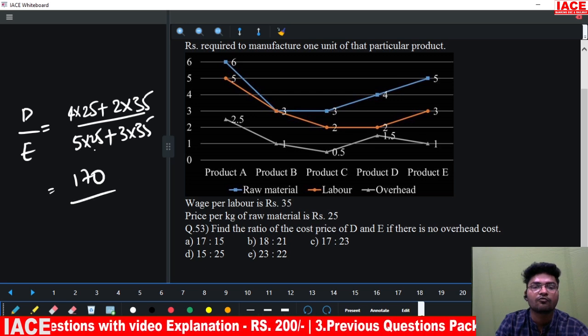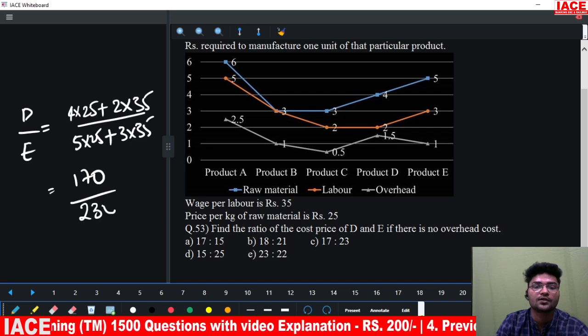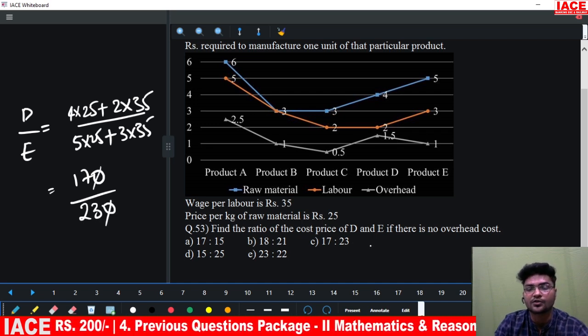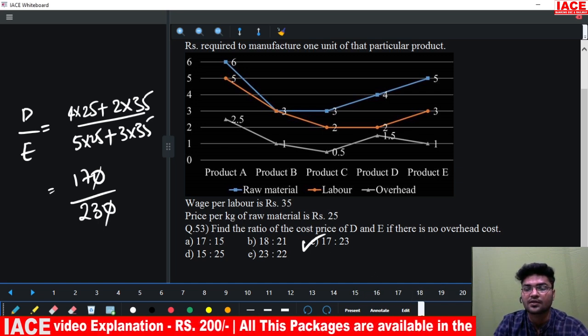170 divided by 125 plus 105. This is 230. 0 gets cancelled. 17 is to 23. Option C is our correct answer.